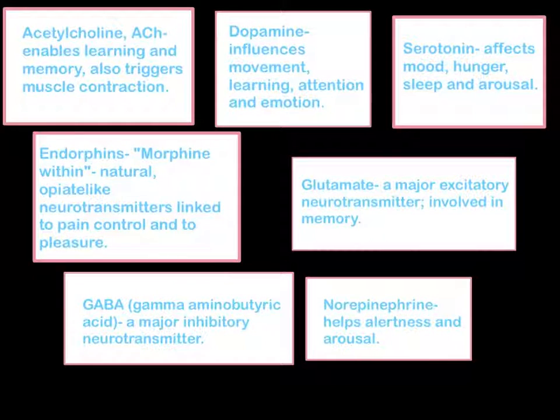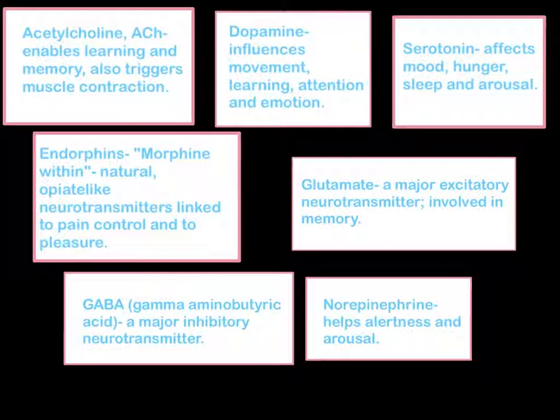Now looking at the actual names of the neurotransmitters and their function, we'll start with acetylcholine, otherwise known as ACh. It enables learning and memory, and it also triggers muscle contraction. Now moving on to a more widespread known one, it would be dopamine, and this influences movement, learning, attention, and emotion. Another well-known one would be serotonin. It affects mood, hunger, sleep, and arousal.